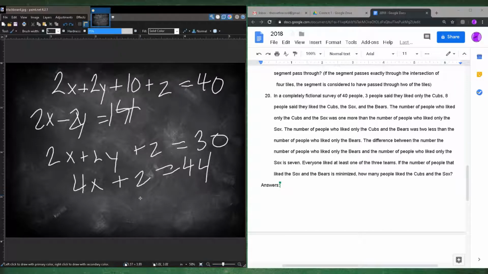So the least multiple of 4 is 4, right? Because they said everyone liked at least one of the 3 teams, so everyone liked at least one. So if the number of people that like the Sox and Bears is minimized, which is 4, then technically 44 minus 4 is 40, and then 40 divided by 4 is x is equal to 10. Since we were looking for the number of people that like the Cubs and Sox, which is one more than the people that only like the Sox. X is the number of people who like the Sox, so it's just plus 1.